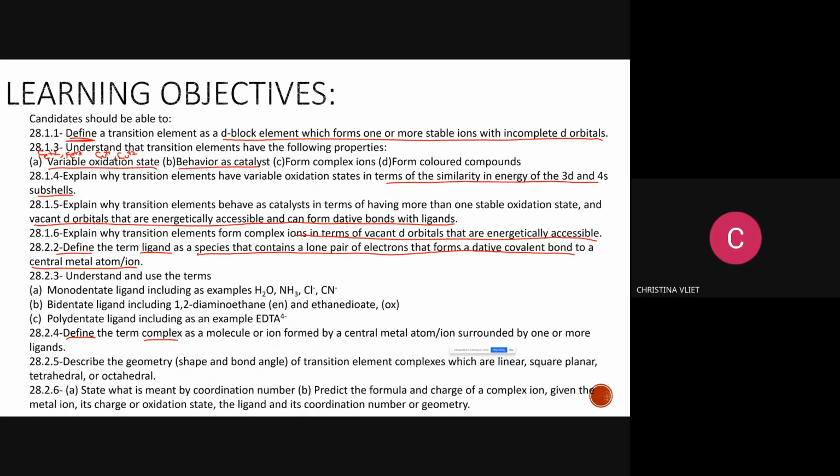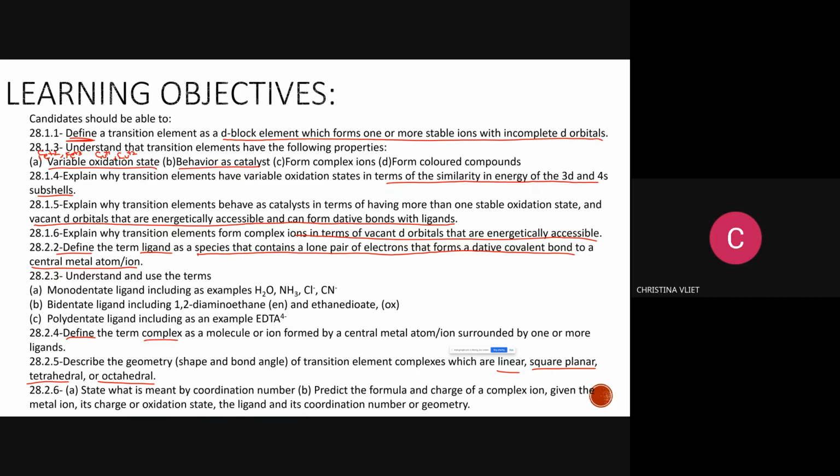And then finally, should we get the time, which I hope we do, but if we don't, it'll push into Friday. Describe the geometry, the shape, and the bond angle of different complexes. They're going to ask you to specifically know the linear shape, square planar, tetrahedral, and octahedral, limited to those 4. So you won't see any others. And when they say describe, you're also going to have to draw the correct shapes.